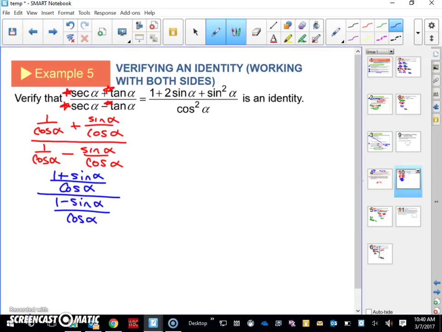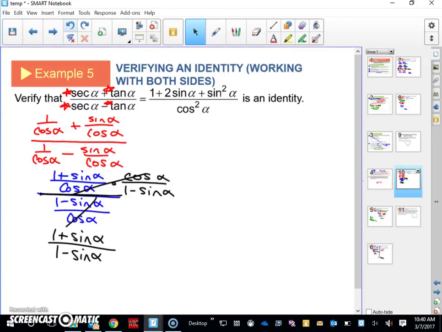And at this point, I hope that you could see what's going to happen. Okay? What's going to happen is those cosine alphas are going to cancel each other out. I hope that you don't have to do this work, but if you didn't see why that happens, you're dividing fractions, and so you could think about multiplying by the reciprocal. Maybe that's a little bit easier for you to see why those cosine alphas cancel out. But either way, if you show your work or not, you're going to get 1 plus sine alpha over 1 minus sine alpha.